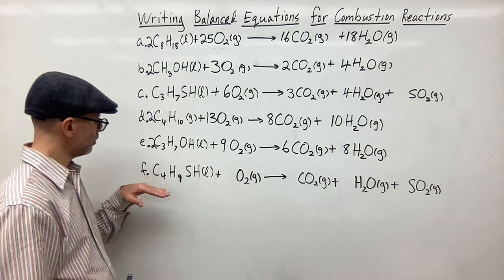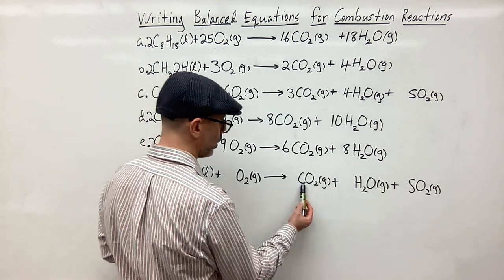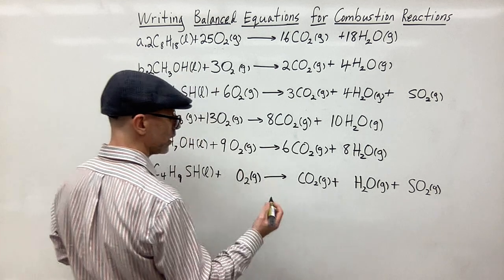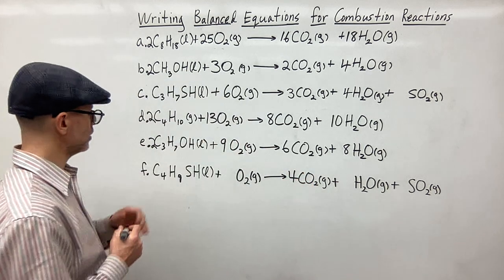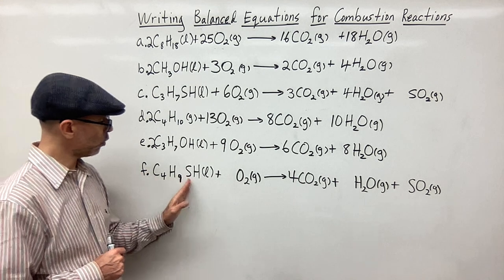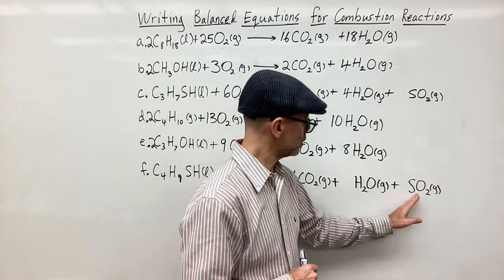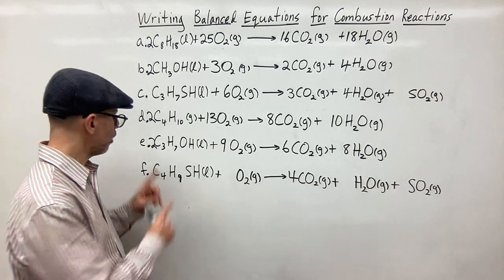So we'll start with carbon. We have 4 carbons here. 1 times 4 is 4. Here we have 1 carbon. What times 1 gives me 4? 4. So 4 carbons now are balanced. So carbon is balanced. Next is sulfur. I have 1 sulfur, 1 sulfur. So sulfur is balanced.